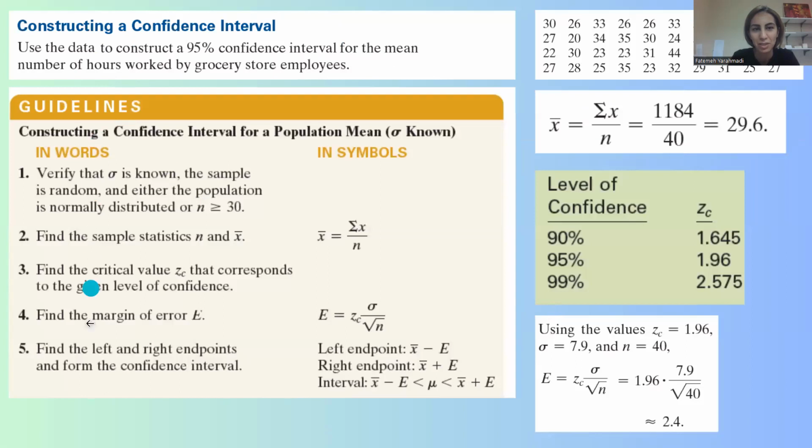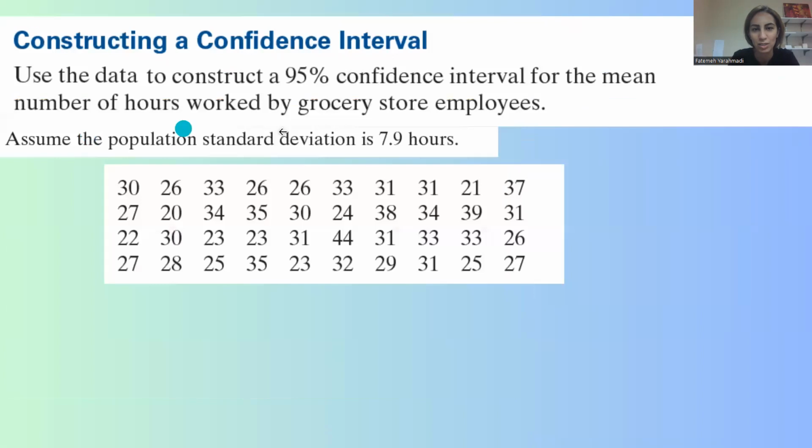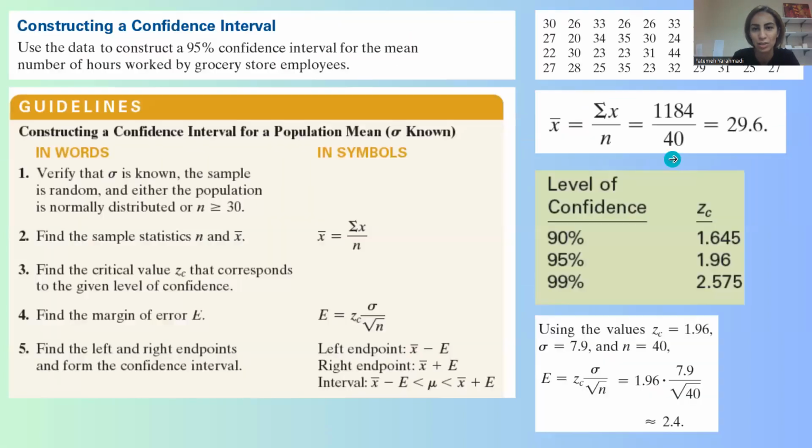So these are the steps that we need to take, constructing a confidence interval for the population mean. First, we need to identify sigma. So take a look, your sigma is 7.9 hours. So sigma is given to us. The sample is more than 30. You have 40 data in your collection. We already calculated X bar, which is 29.6 hours.